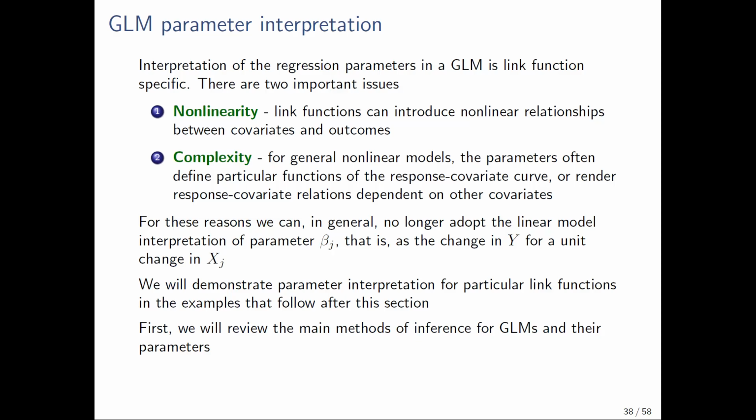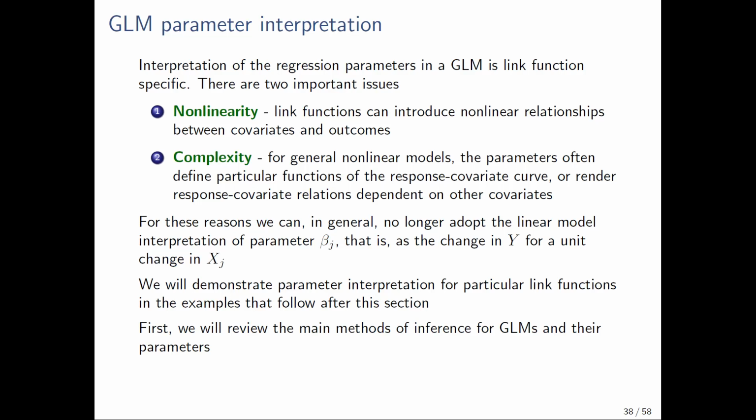First is nonlinearity. Link functions can introduce nonlinear relationships between covariates and outcomes. And the second issue is complexity. For general nonlinear models, the parameters often define particular functions of the response covariate curve, or they render response covariate relationships dependent on other covariates. Now, for these reasons, we can no longer adopt the linear model interpretation of beta j, that is, as the change in y for a unit change in xj. We'll demonstrate parameter interpretation for particular link functions in the R examples at the end of the lecture.